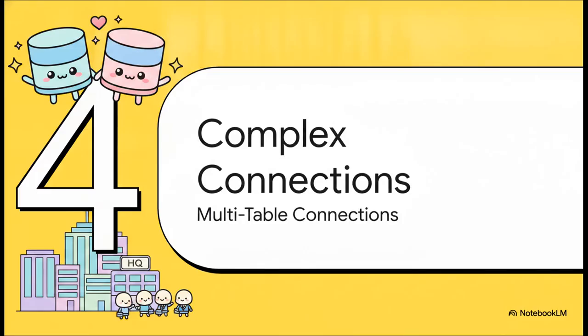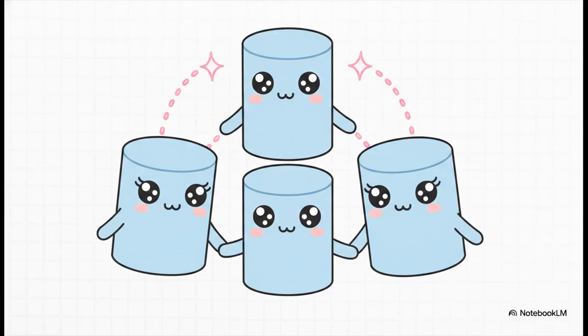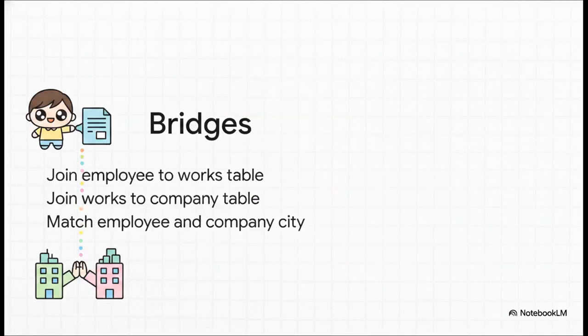All right, Section 4, complex multi-table connections. Now the plot thickens. Let's try to find employees who just so happen to live in the exact same city as the corporate headquarters they work for. Now, I know this query looks pretty intimidating at first glance, but I promise it's really just an escalating chain of logical connections. We've got multiple joins happening here, bringing together 3 entirely different tables to answer our one specific question. Let's break it down really quick.